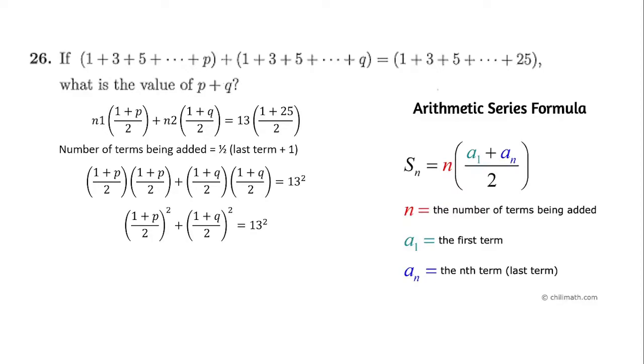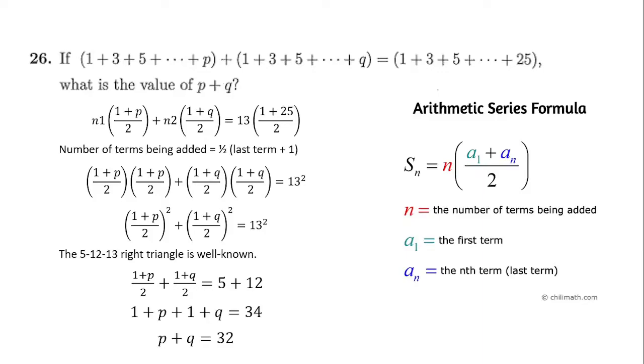And now you have it in the form a squared plus b squared equals c squared. And the 5, 12, 13 right triangle is well known. So you can replace these with 5 and 12, and then solve for p and q. And you're going to get p plus q equals 32.